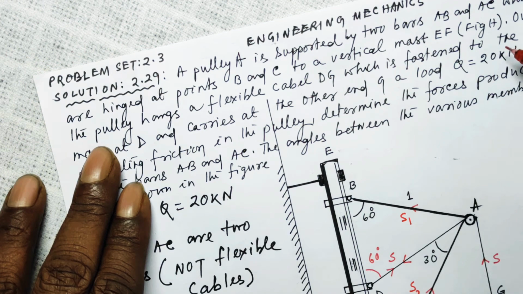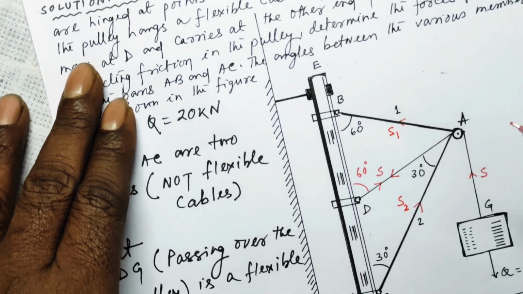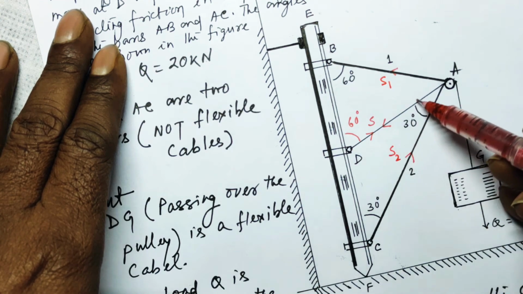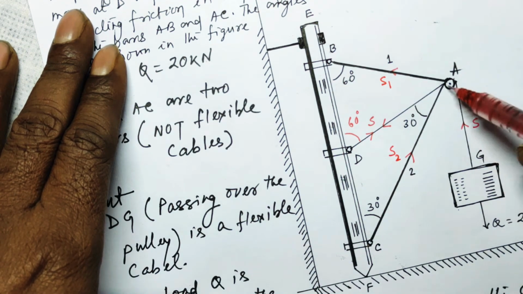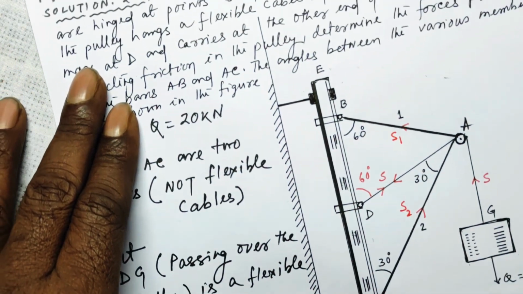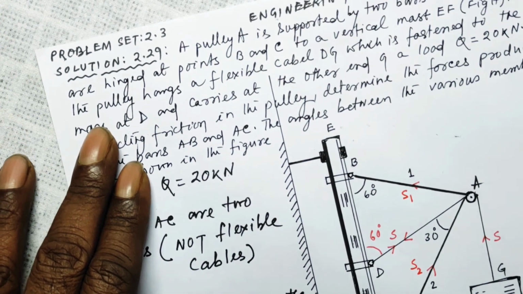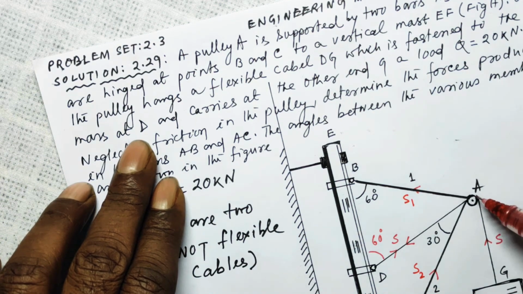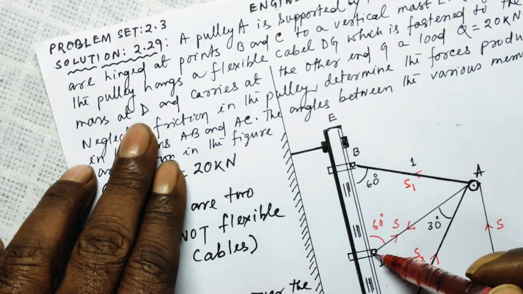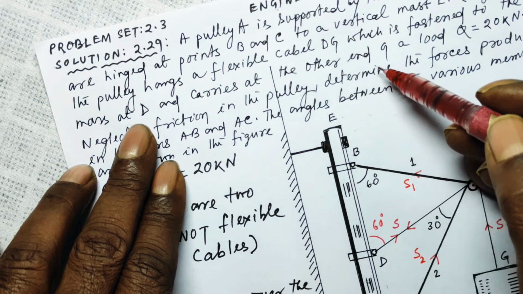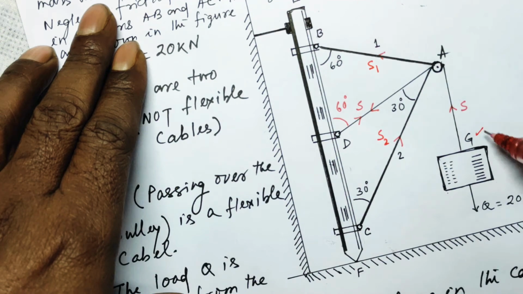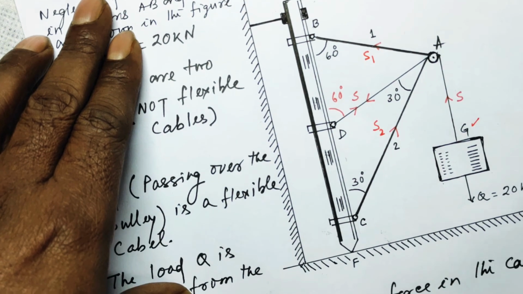Over a pulley hangs a flexible cable DG. Which is the flexible cable? This one, D passing over the pulley G. This one is the cable. AC and AB are two bars, that is to be remembered. The cable is fastened to the mast at point D and carries at the other end G a load. This load named G has its weight vertically downward, given as 20 kilonewton.